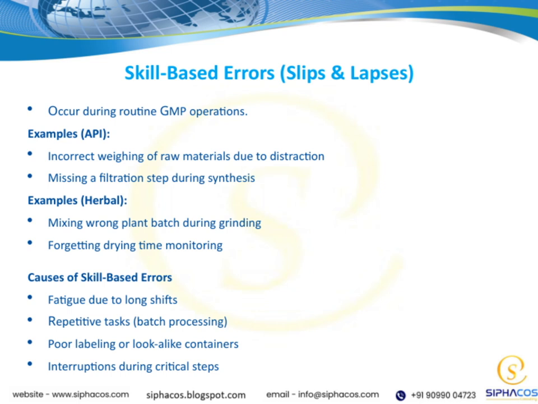Now, what causes these types of errors? Fatigue from long shifts is a common factor. When we're tired, our attention wanes and mistakes slip through. Repetitive tasks like batch processing can also lead to autopilot mode, increasing the chance of slips. Poor labeling or containers that look alike can cause us to pick the wrong ingredients or materials, and interruptions during critical steps, like someone entering the room or a phone call, can break our focus at just the wrong moment. Understanding these causes helps us develop strategies to minimize these errors and maintain high quality and safety in our operations.